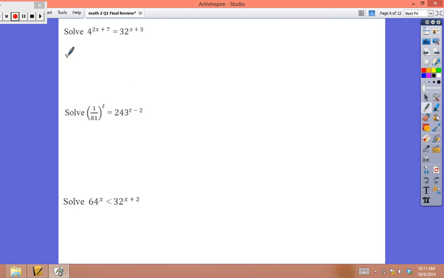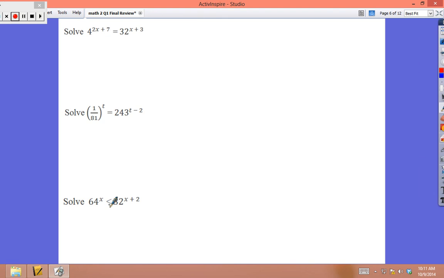Now, that's it for the new stuff. This is all a review from the first few months of school. So here we go. An equation. These are exponential equations. Exponential equations, you can't really touch the exponents till your bases are the exact same.